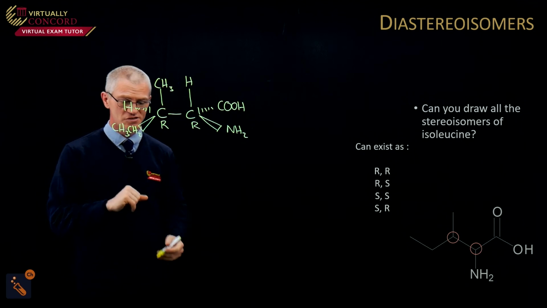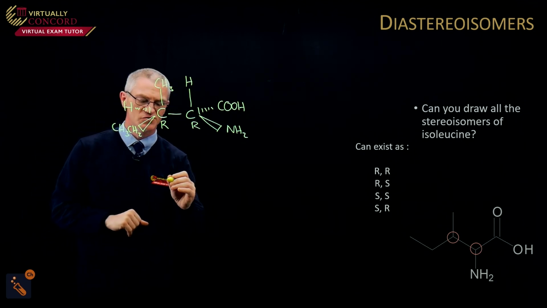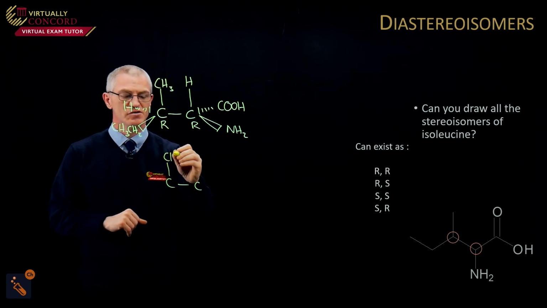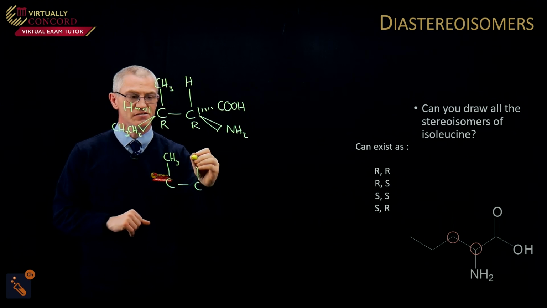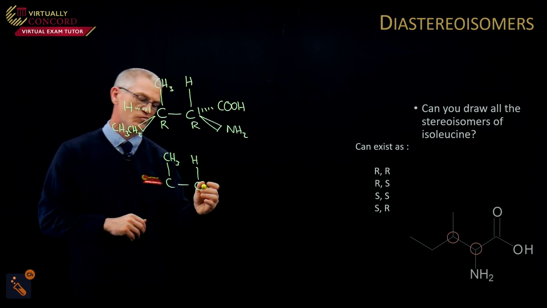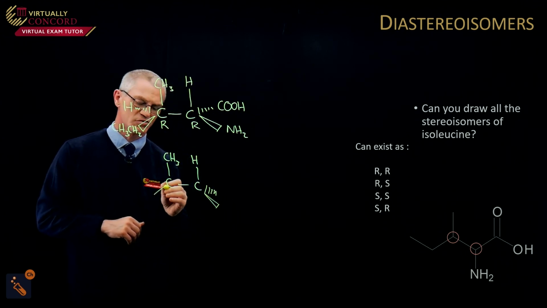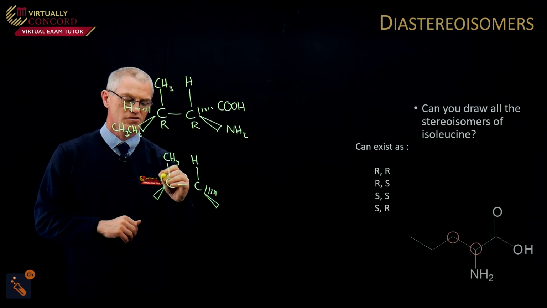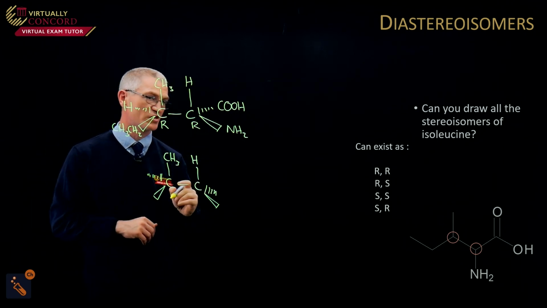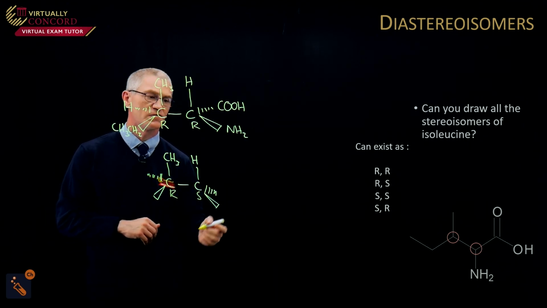Okay, and then all we do is we use our method that we had before, really simple method. We redraw that again, and then we put the ones in the plane, we put them back on normally. Okay, and then we do our dash, and then we do our wedge, and there we go. And all we do is we label what we want them to be. So we've got RR, let's do RS now. So that's going to be R and S.